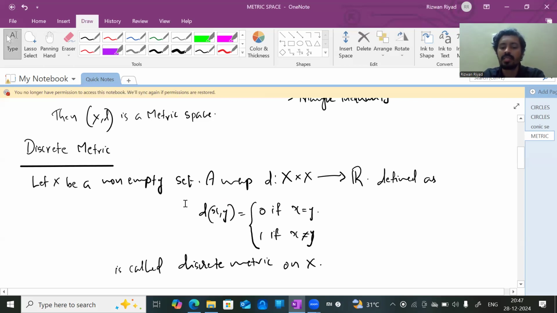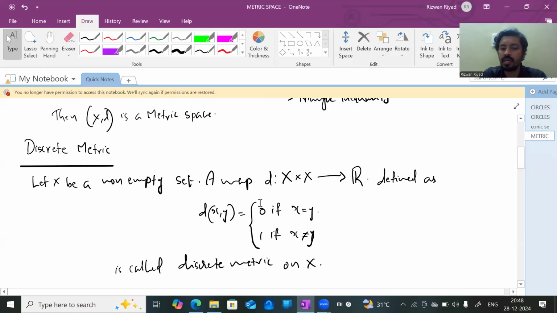That means discrete metric can take only two values, either 0 or 1. Its range consists of only 0 and 1. If you take two elements x and y from capital X, either they are equal or they are not equal. If they are equal, the value of the function is 0. If they are not equal, the value of the function is 1. Such a metric is known as discrete metric. Currently this is the definition. In the next part of this video, I will show how this is a metric.